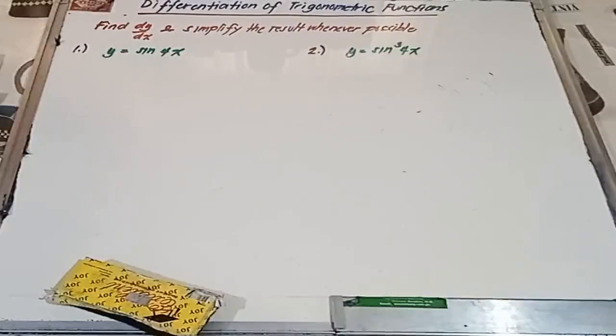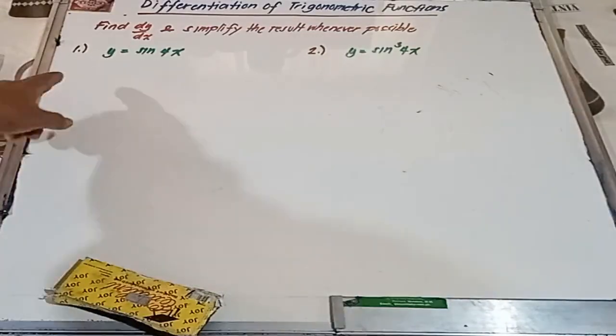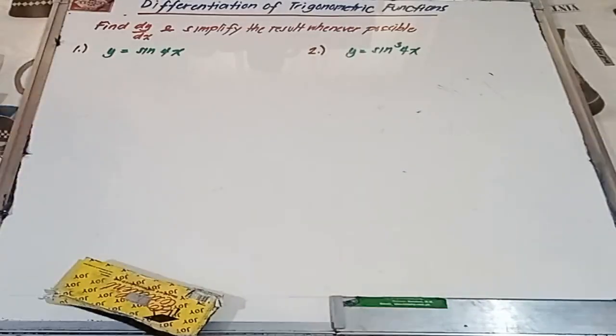Okay. So, ito yung aking first two examples sa pagkuha ng derivative ng trigonometric functions. It says, find dy over dx and simplify the result whenever possible. Okay. So, sa pagkuha ng derivative ng trigonometric functions, right after we apply the formulas, if you can simplify yung ating resulting derivative gamit yung ating mga trigonometric identities, mas maganda.